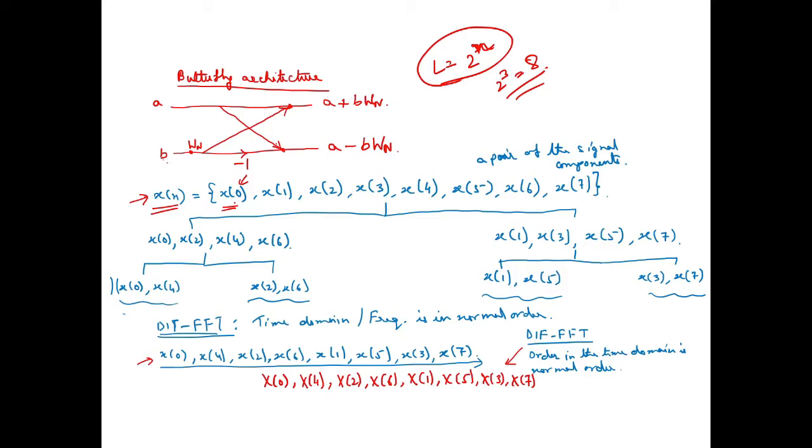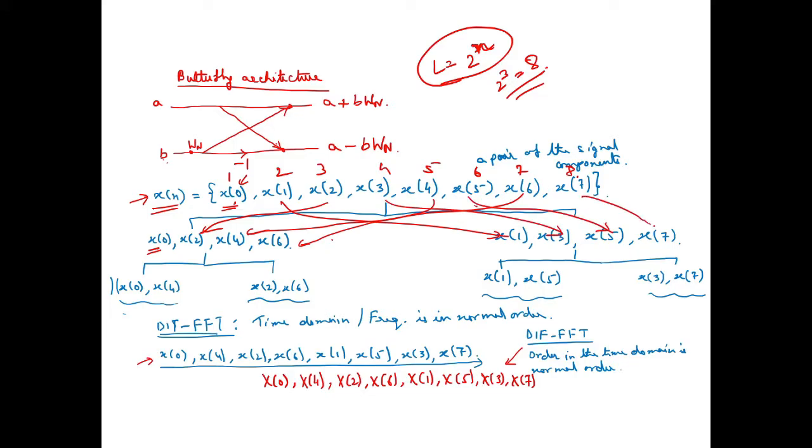So x0 is the first odd index, so it comes over here. The next odd index, counting 1 2 3 4 5 6 7 8, is x2, it comes over here. The next is x4, then x6. Similarly, we will be taking all the even index values on the right-hand side. Now again we will decimate it. So again x0, x4, x2, x6. Similarly over here we get x1, x5, x3, x7.